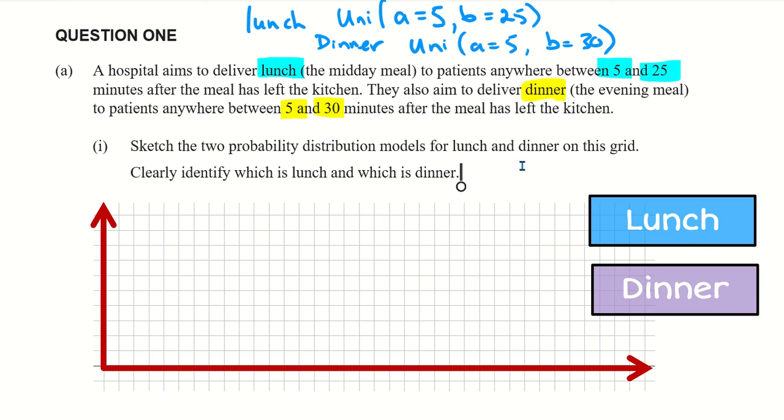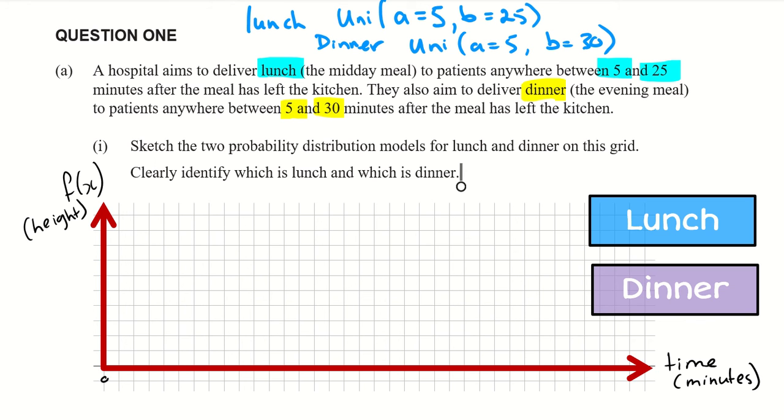So before I can put things on the grid, I need to set it up, which means I need to know what my scale is. On my y-axis, this is going to be my f of x value, or the height. And on my x-axis, this is going to be, in this case, the time, and that's going to be in minutes. The maximum number of minutes I've got is 30, so that means I want my scale on my x-axis to go up to 30.